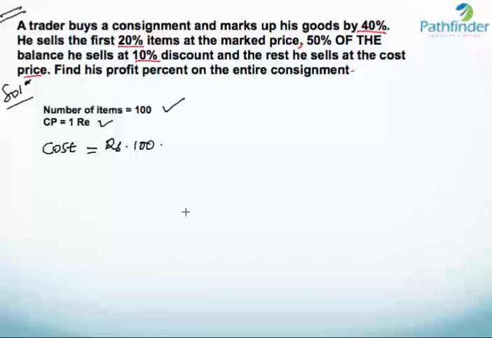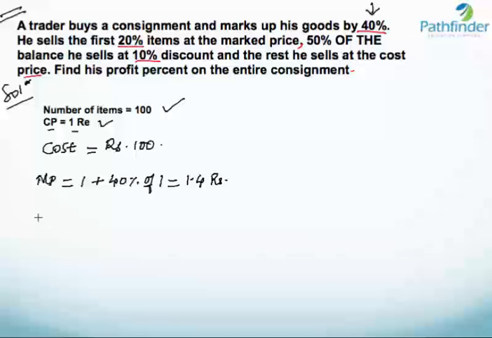Now once we've calculated the cost, all we need to do is calculate the revenue based on our assumptions. So what is the information provided in the question? That the trader marks up his goods by 40%. So if the cost price is 1 rupee, then the mark price must be equal to 1 plus 40% of 1, that is equal to 1.4 rupee.